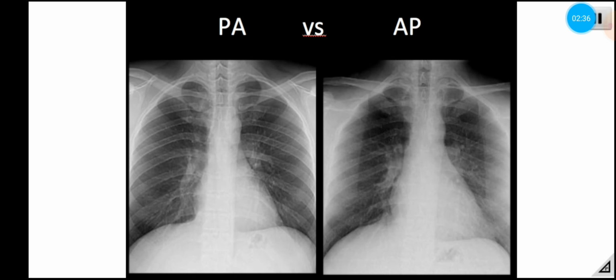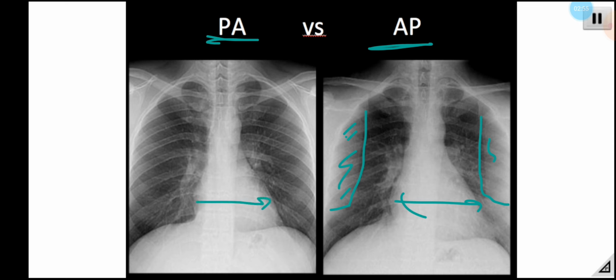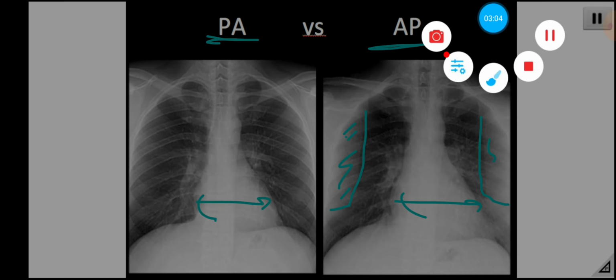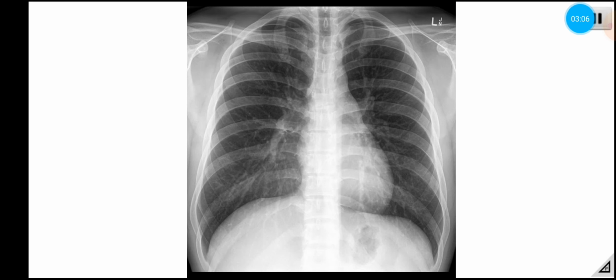Over here you can see this is a PA view, and this is an AP view x-ray. In the AP view x-ray, here you can see the scapular margins which I was talking about. That's not there in the PA view. And heart size, you can see that in the AP view it's bigger, because it's magnified as compared to the PA view. And the third thing was about the ribs, they are more oblique in the PA view.